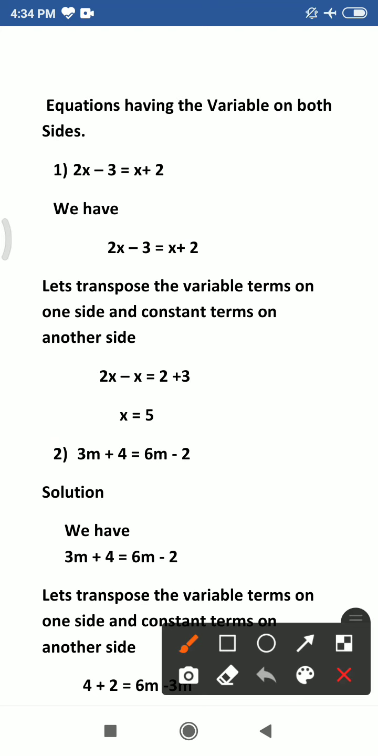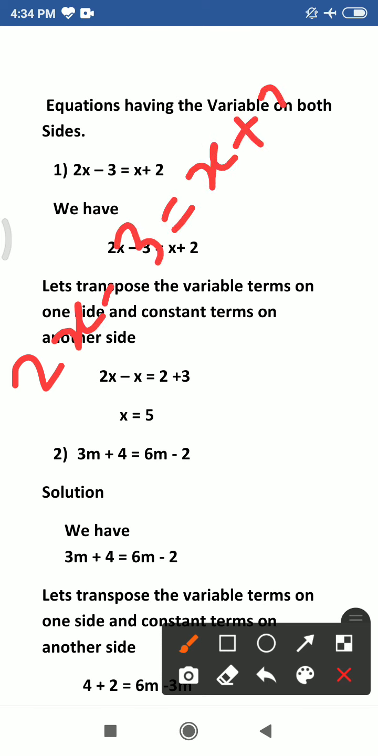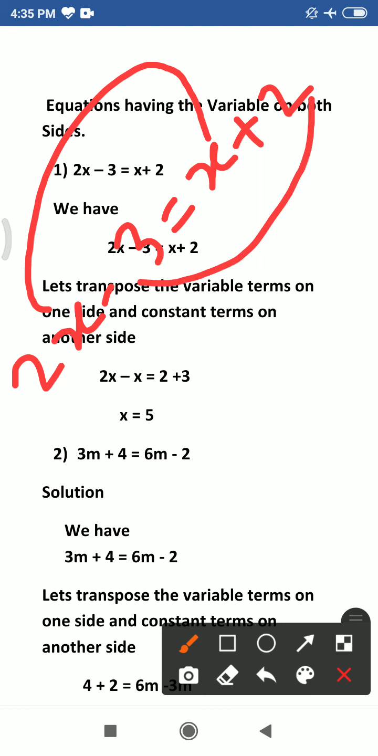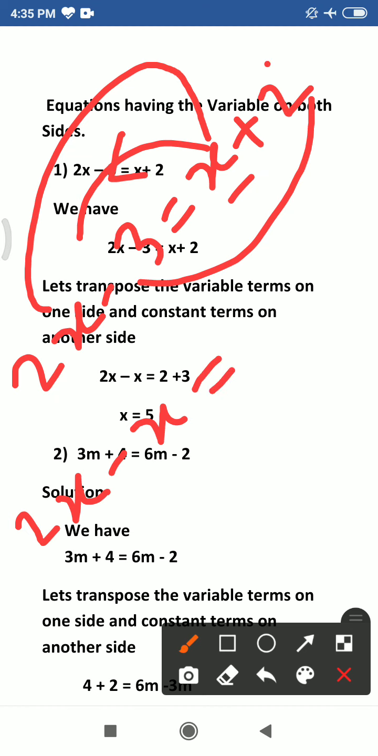Let me repeat it a little. It was 2x minus 3 equal to x plus 2. I will collect this 2x and this x together, and this minus 3 and this 2 together. So I can write it like this: 2x is here already as it is. I will take this x to this side. What will happen? It will become subtraction, because it is addition here. So it becomes minus x is equal to 2.